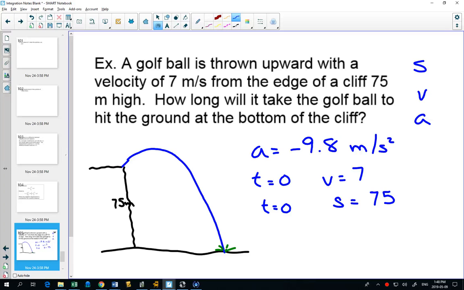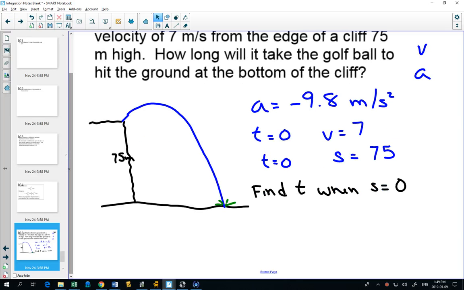What are we trying to solve for? We want to find the time when it hits the ground, and if we use 75 as our initial cliff, then the time would be when s is equal to 0. We've set this all up because now what do we have? We have all the information to work back and integrate as we go along.